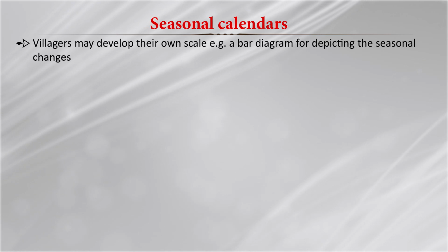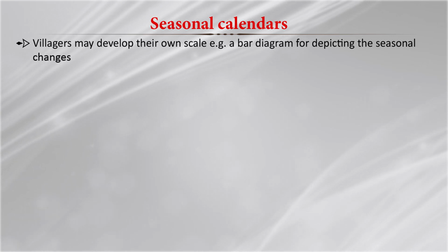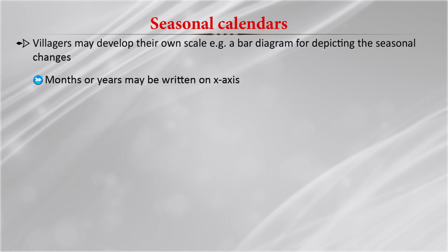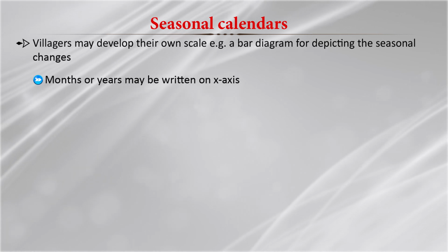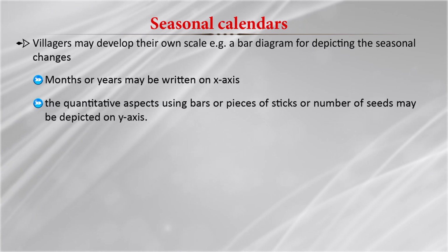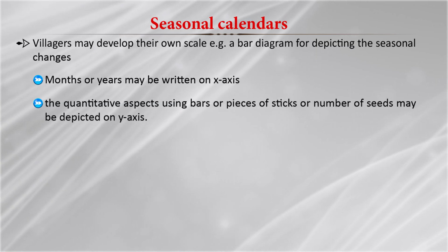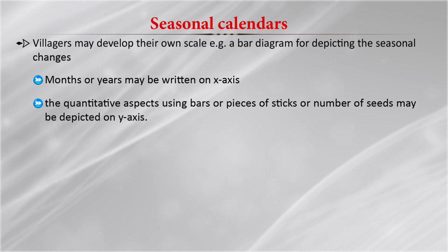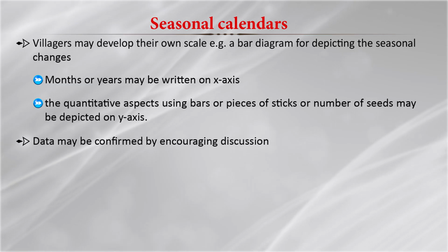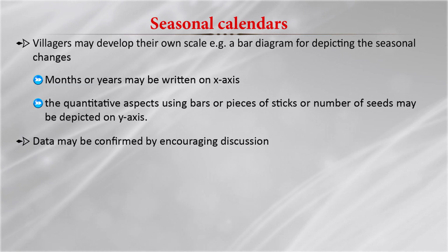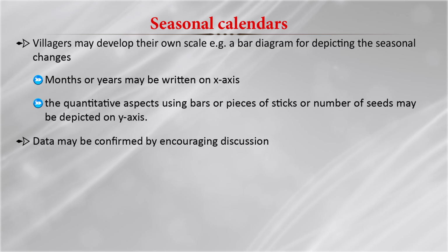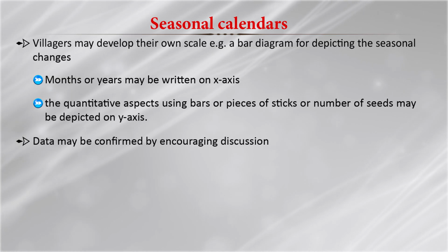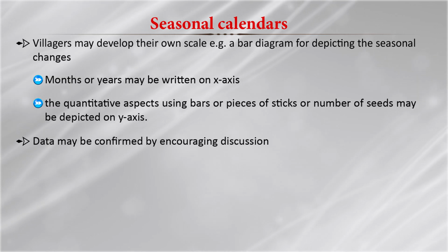For example, they can prepare the bar diagram for depicting the seasonal changes, and months and years may be written on the x-axis, and the quantity aspects can be expressed using the bar and pieces of sticks or number of seeds that may be depicted on the y-axis. And data may be confirmed by encouraging discussions. So while preparing the seasonal calendar, we can have a discussion with the villagers and they can confirm the data or information.